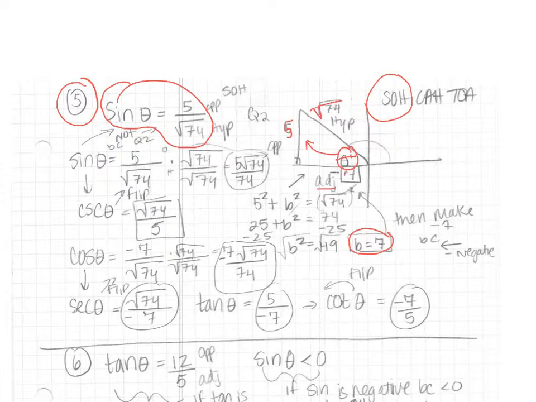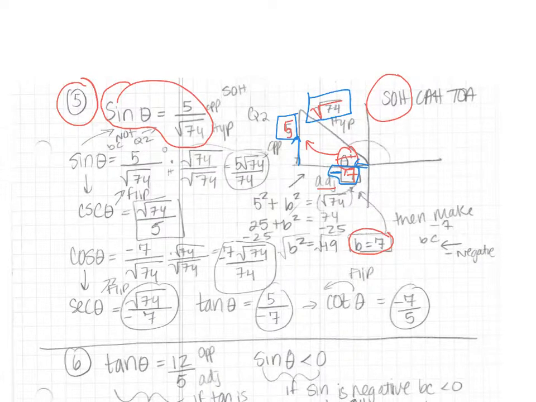Just remember, when you set these triangles up, always pay attention to direction. To the left is negative, therefore it's going to be -7 for the adjacent side. Up is positive, so positive 5 makes sense. Hypotenuse always positive, so positive root 74. So just pay attention to the sign.